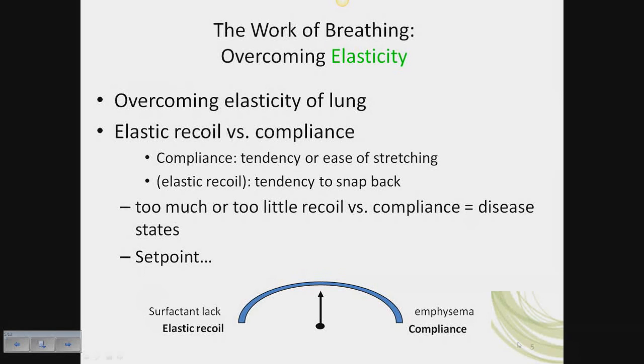If there's too much recoil, that could be because of surfactant lack. It also could be because of replacement of elastic tissue by collagen tissues. In the case of excessive compliance, that would be a perfect example of emphysema, where the alveoli have been destroyed, the elastin has been destroyed, so we don't get the recoiling, just the stretching.